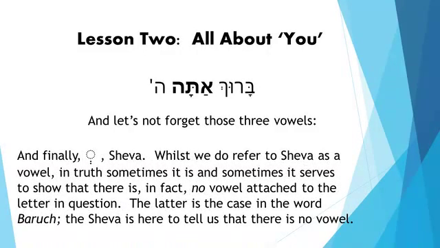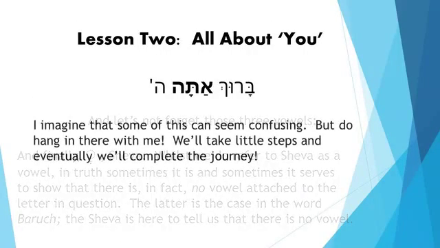And finally, shava. Whilst we do refer to shava as a vowel, in truth, sometimes it is, and sometimes it serves to show that there is, in fact, no vowel attached to the letter in question. The latter is the case in the word Baruch. The shava is here to tell us that there is no vowel.